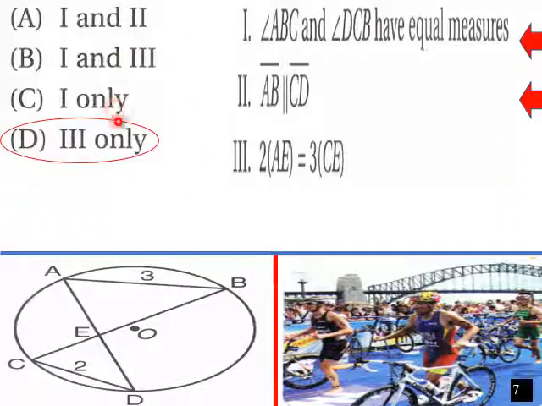Angle 1 and 2, 3 only, so it would be 3 only. 2 times AE equals 3 times CE, because this measure here is 3 and this measure here is 2. And so there is your ratio right there. 2 times AE would equal 3 times CE, because this is kind of like your ratio of your two triangles here and here.